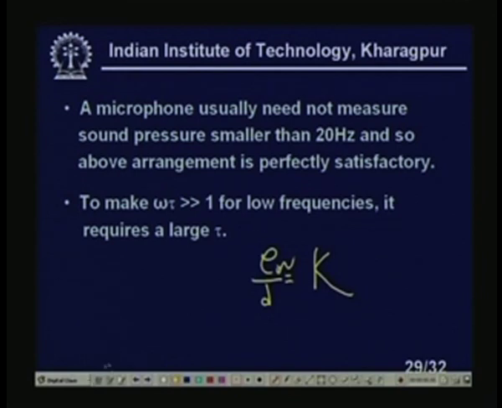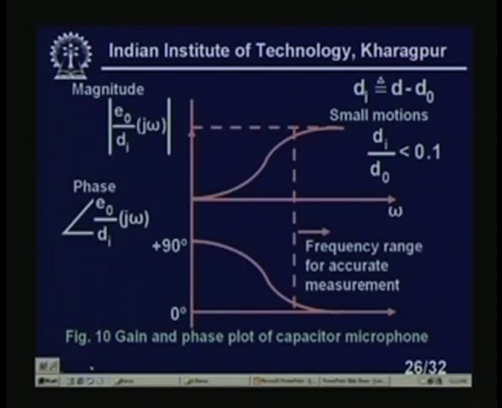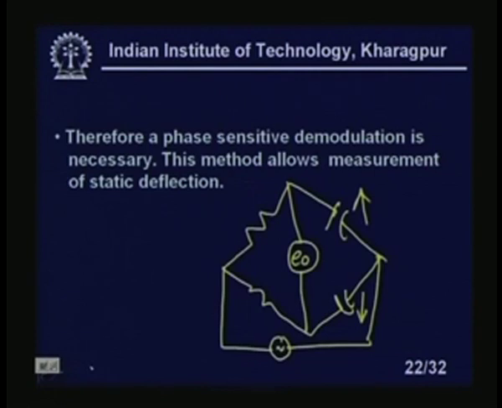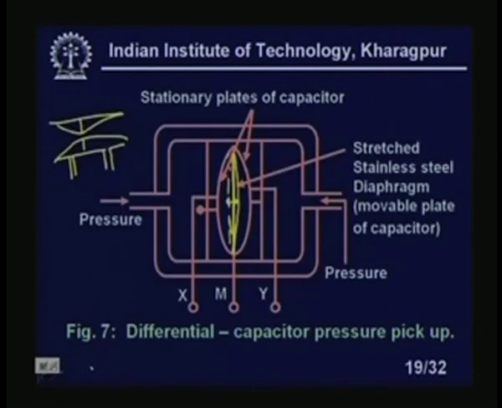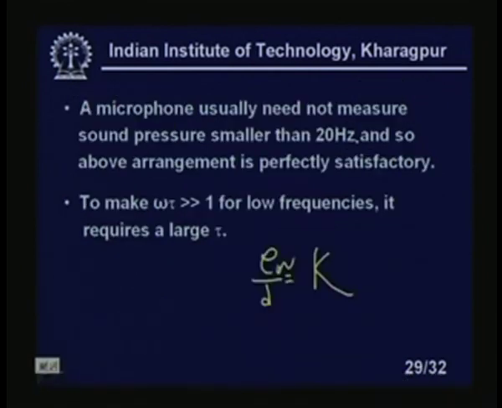Now, we can see it again here. We can go back. You see here, so no problem. You can see here that if this E naught by di is better and better, it is a faithful reproduction of the original signal. So, omega tau for low frequency, yes.